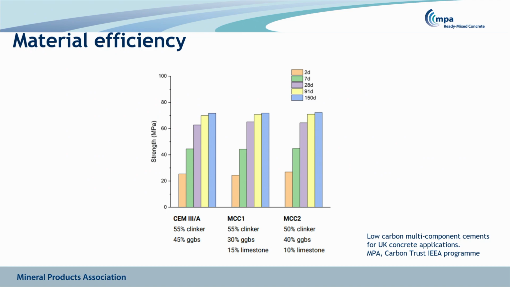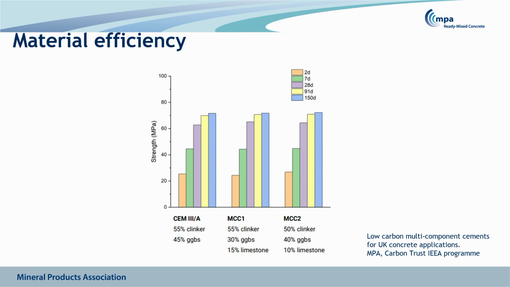So considering material efficiency, we have a typical cement, CEM 3A, containing 55% Portland cement clinker and 45% GGBS. If we compare that to a multi-component cement, in this case 1, the clinker proportions remain the same at 55%, but we've replaced 15% of the GGBS with limestone fines. So that cement would have very similar embodied CO2 to the binary combination, because as I said earlier, it doesn't really matter which addition you use if the proportion is the same. So we've still got 45% of additions in that concrete, we've kept the clinker proportion the same.